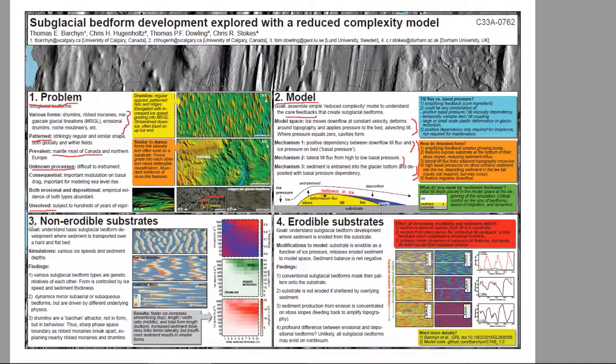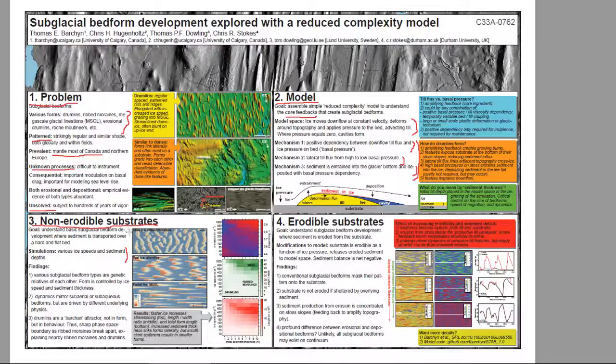So we did several simulation suites. The first one, we started with the easy case, which are non-erodible substrates. So this means a substrate that is hard, the glacier cannot erode it, and we just have sediment forming bed forms on top of this hard, flat surface. So we simulated various sediment depths and ice speeds. By sediment depth, I mean this is the amount of sediment in the model space that the model has to play with to form subglacial bed forms.